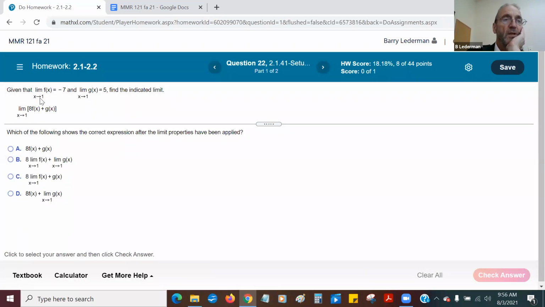If you notice, the function is just a constant, -7. So it doesn't matter what x approaches, this is always going to be -7. And this one here is always going to be +5, no matter what x approaches. So it really doesn't even matter. This is really just going to be 8 times -7 plus 5.